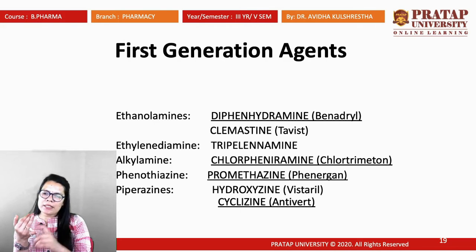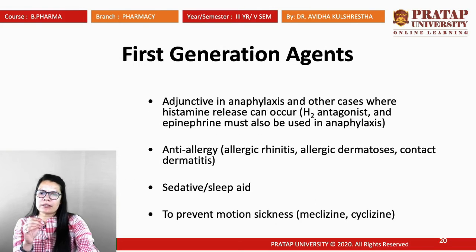In alkylamine, that's an amine with an alkyl group and two phenyl rings again. In ethylenediamine, two amines are available in the structure. In ethanolamine, an alkoxy group is available. In piperazine and phenothiazine, a thio group is available. The nitrogen piperidine ring is available in the structure. So these are the drugs which we will discuss.